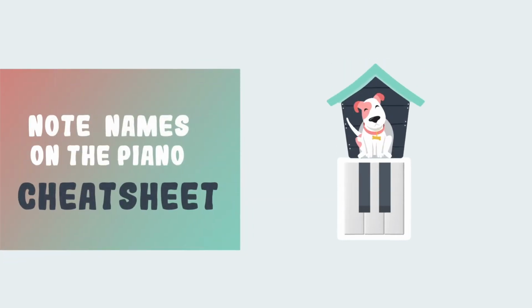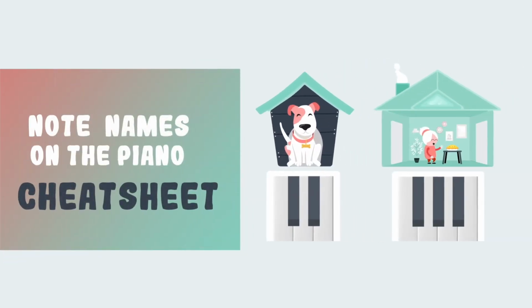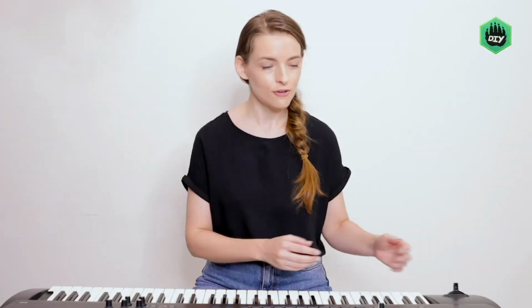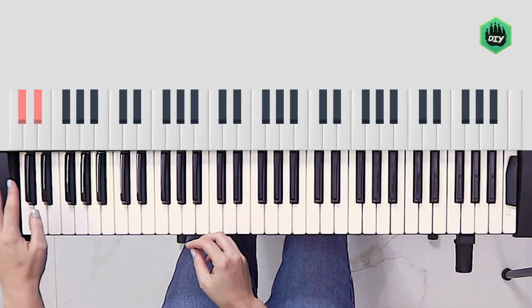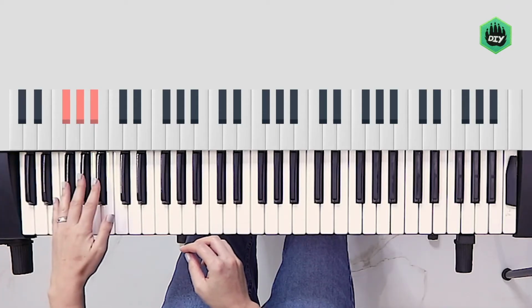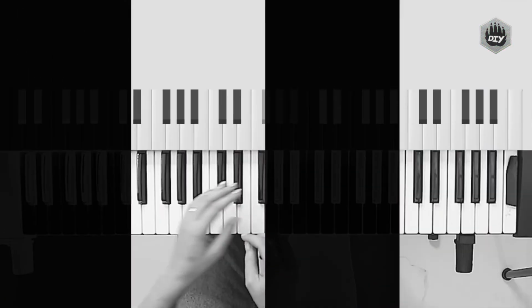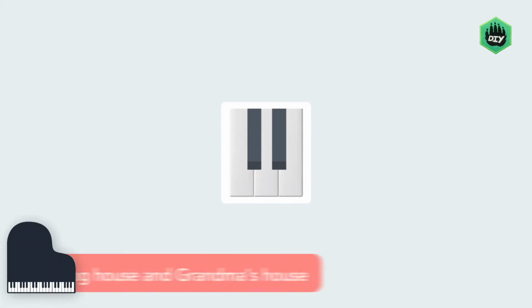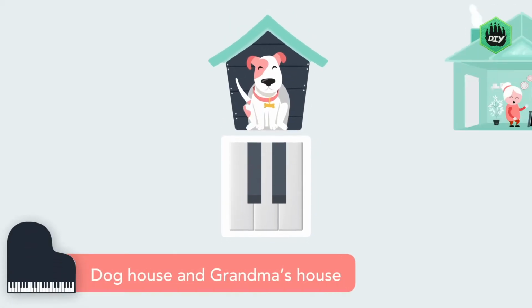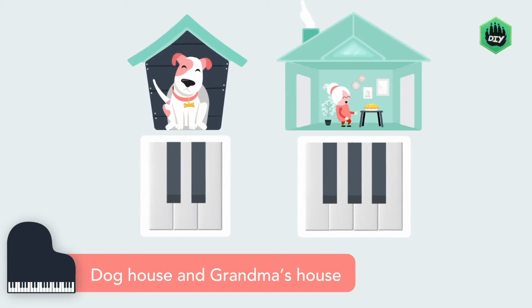Let's learn the names of the notes you will find on any piano or keyboard. If you look at the keys on the piano from left to right, you will notice a repeating pattern of 2 black keys followed by 3 black keys. Let's look at the 2 black keys to be a doghouse and the 3 black keys to be grandma's house.